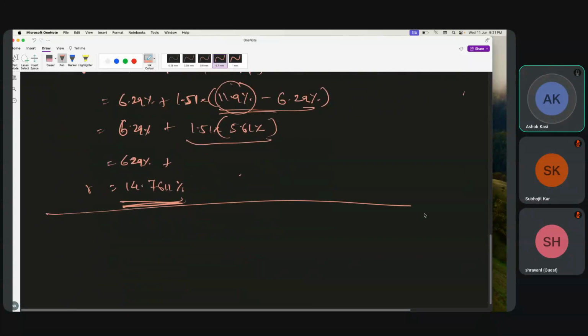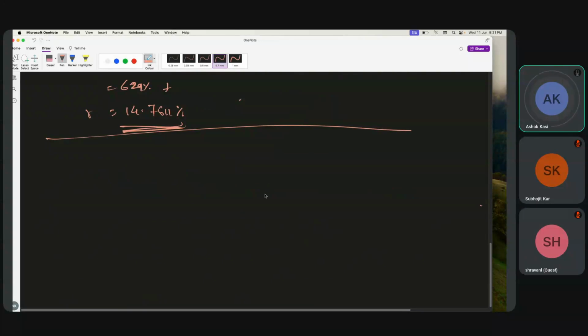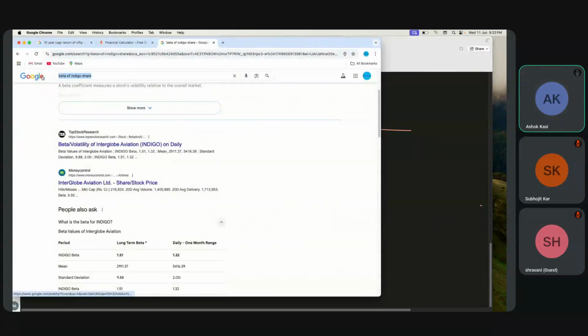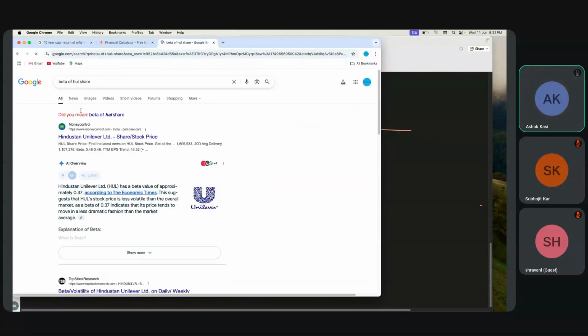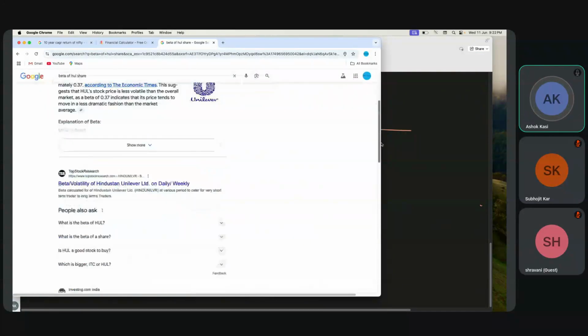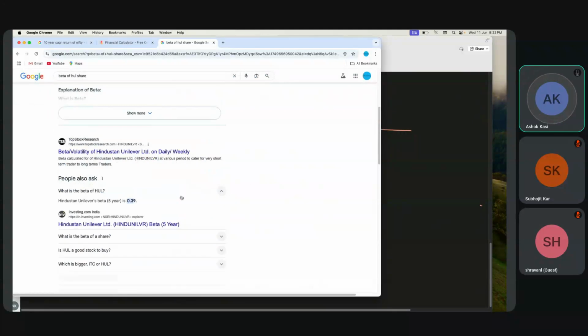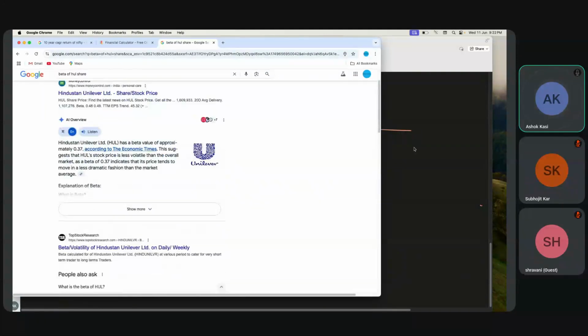Now suppose in the same way you calculate for Hindustan Unilever. Comparatively it will have less risk. So the beta of Hindustan Unilever share. Here it is 0.37, that is too less. Okay, 0.39 is the 5-year beta. Okay, fine, 0.39.